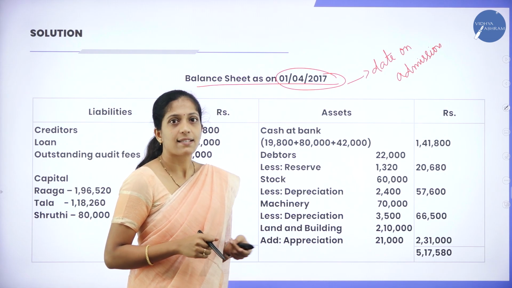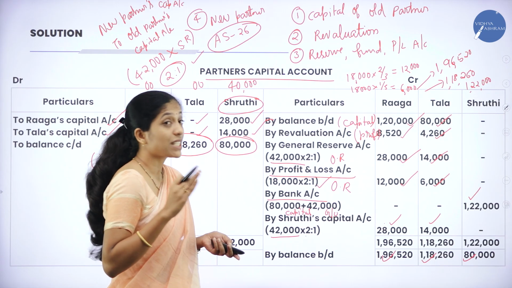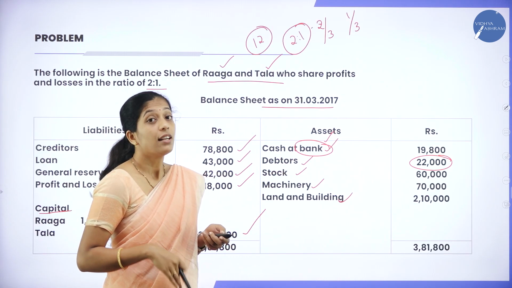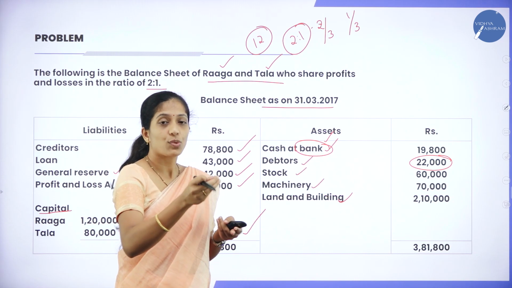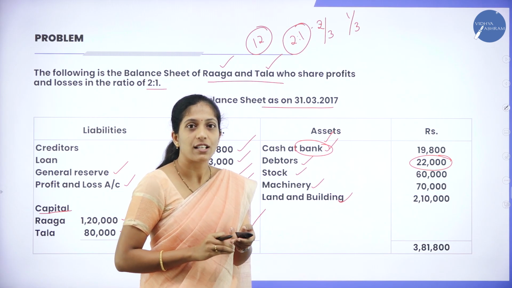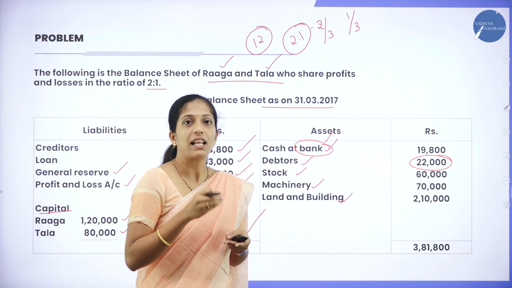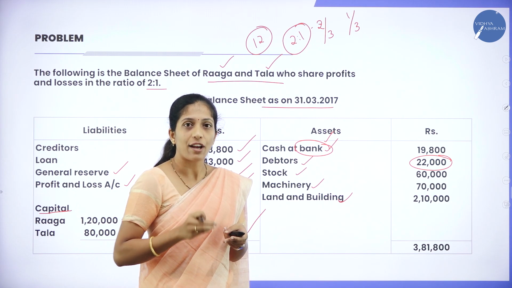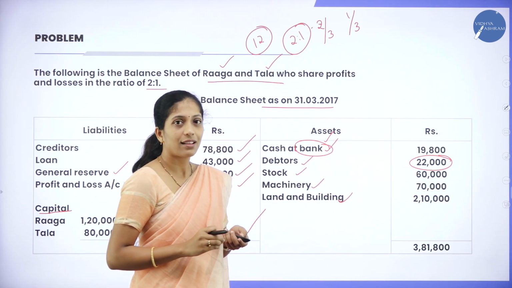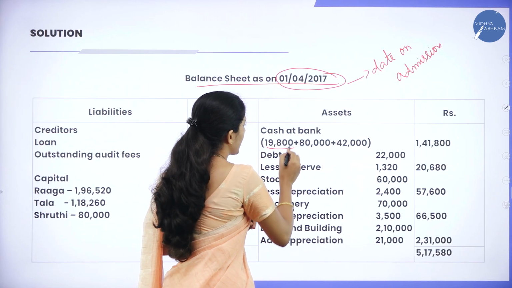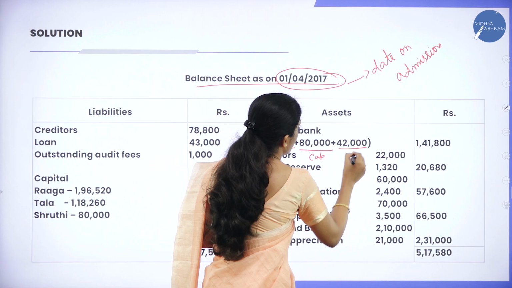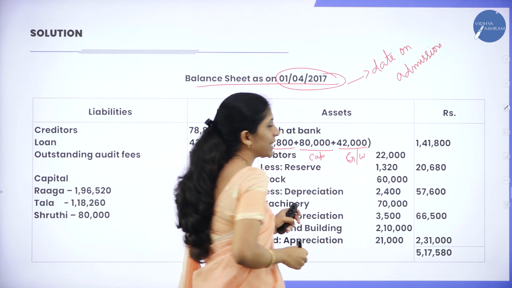First we shall record the asset side. Now we shall go through the items in the asset side of the balance sheet. Cash at bank 19,800. For this we have to add something, because when a new partner entered, she brought capital as well as goodwill. When she brings capital as well as goodwill in the form of cash, of course the cash of the organization increases, right? So we have to add that. So cash at bank 19,800 which was there in the balance sheet, plus 80,000 which is the capital, plus 42,000 which is the goodwill brought by the new partner.